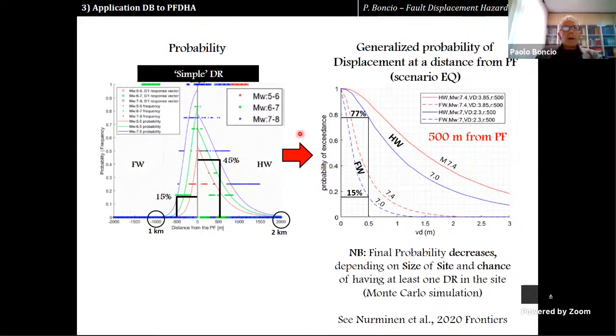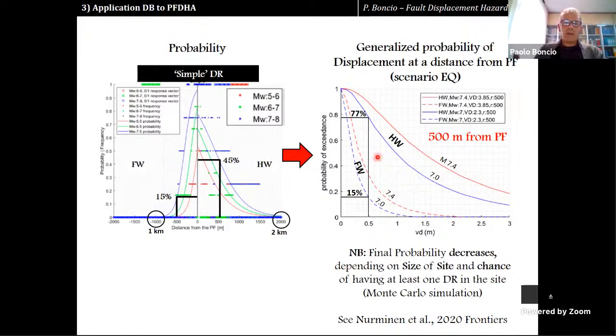much lower. By combining this with the relation of displacement, we obtain this curve, which is the probability of exceedance of a displacement value. For example, if we are at 500 meters from the principal fault, for a magnitude 7 earthquake, we have in the hanging wall a 77% probability of having 50 centimeters of displacement or higher. If we are in the footwall, we have 15% probability. Of course, this is the maximum value possible because it is a generalized probability. The probability decreases because you have to take into account the size of the site of interest and the chance of having at least one rupture within the site.